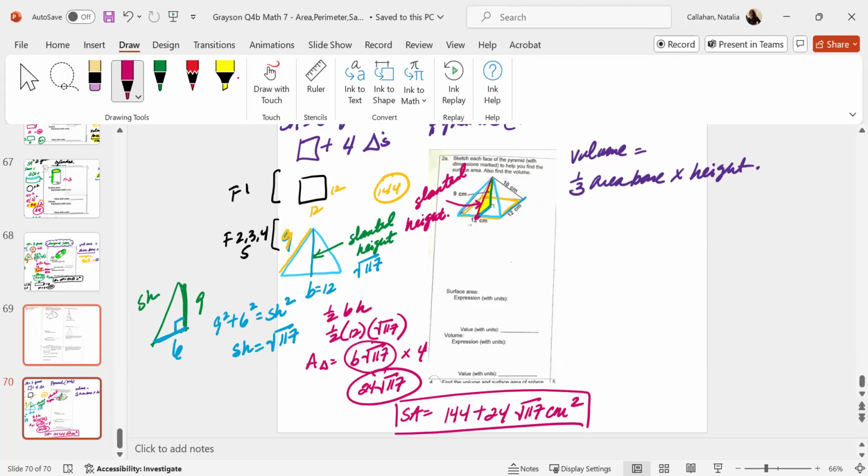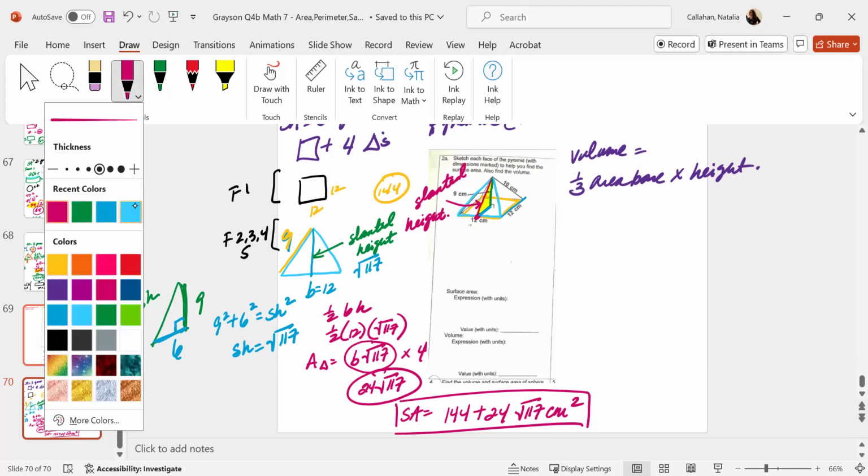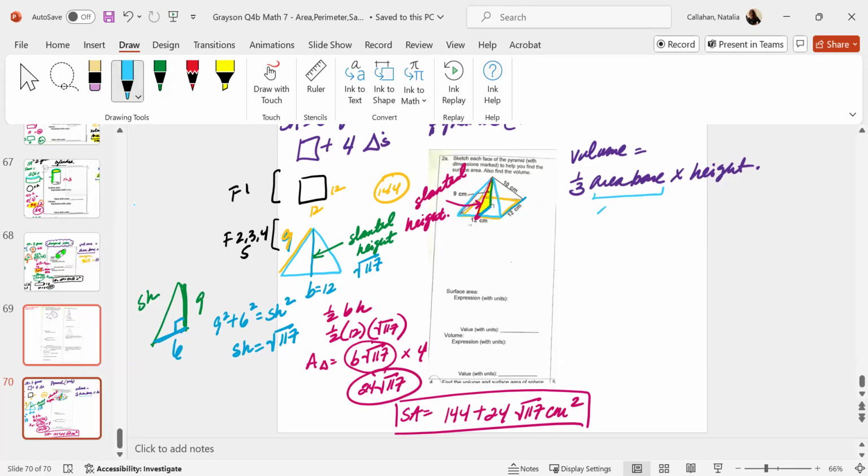Do you see that? Okay, now to find the volume, this should be easier. 1/3 area of the base. What is the area of the base again? What shape is that? What was the area of the square? You found it. What is it? I just highlighted for you. What's the height? You gotta be careful with this. Yeah, it's not the slanted height. It's not 10. It's 9, correct?